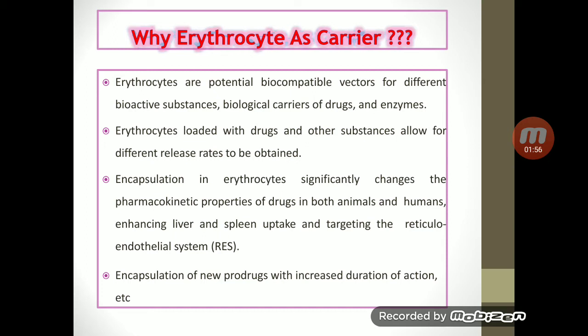Then why do we have to use erythrocytes as a carrier? Erythrocytes are taken from the blood of humans or animals, so they are biochemical factories. They transfer various bioactive substances, and are biological carriers of drugs and enzymes. We can entrap various drug molecules in the erythrocytes, and it is biocompatible, so there is no chance of immunogenic response by the body. Then we can load drugs and obtain different kinds of drug release rates using RBCs.